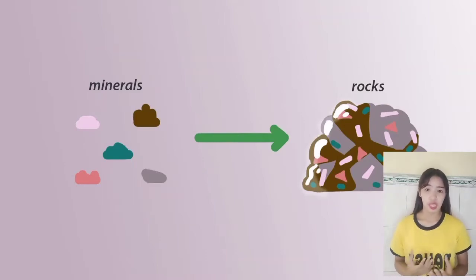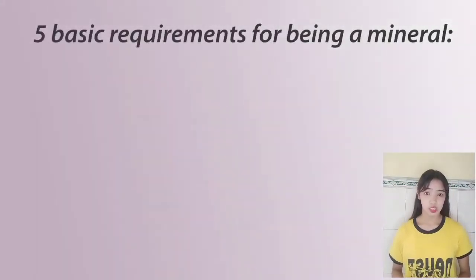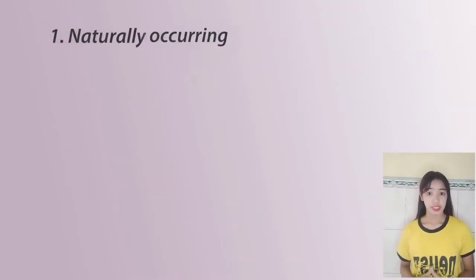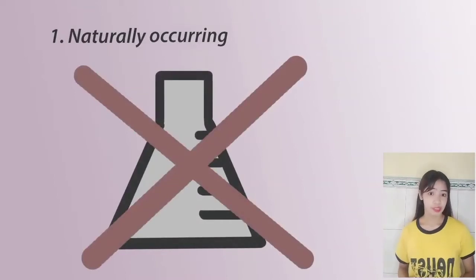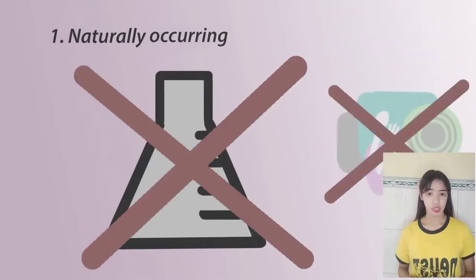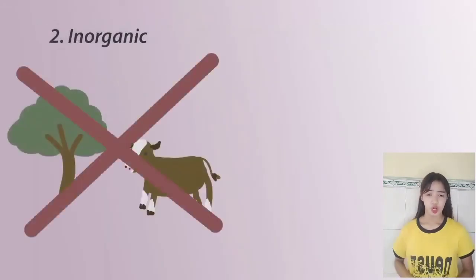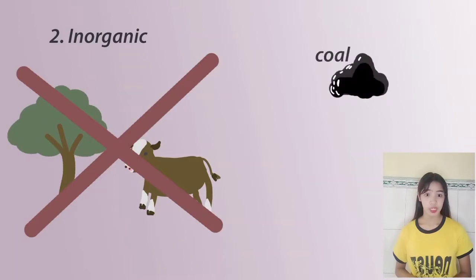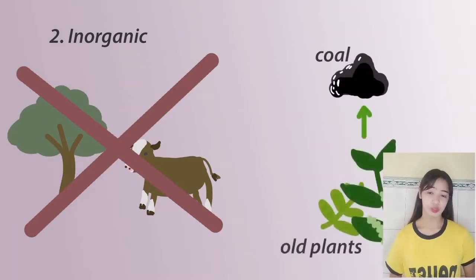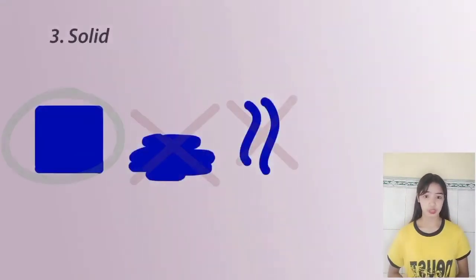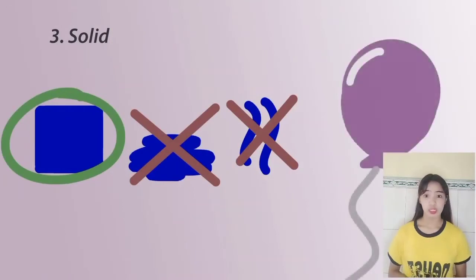So, what is exactly the mineral? There are 5 basic requirements that an object must meet to be classified as a mineral. It must be naturally occurring. That means it can't be made in a laboratory. Man-made things like plastic do not count as a mineral. It has to be inorganic. It can't be produced by an animal or plant or be made out of living things. Coal, which is made of compressed skeletons of ancient plants, would not be classified as a mineral. It has to be solid. Liquids and gases are not minerals, so the helium gas in a balloon isn't a mineral.